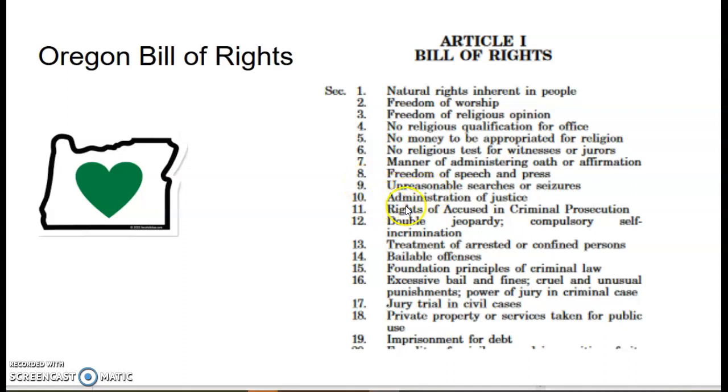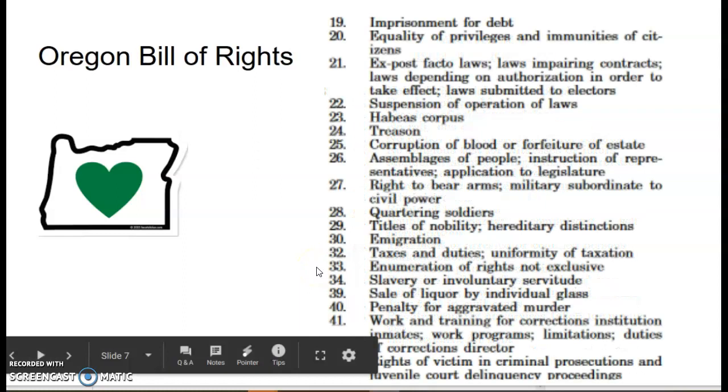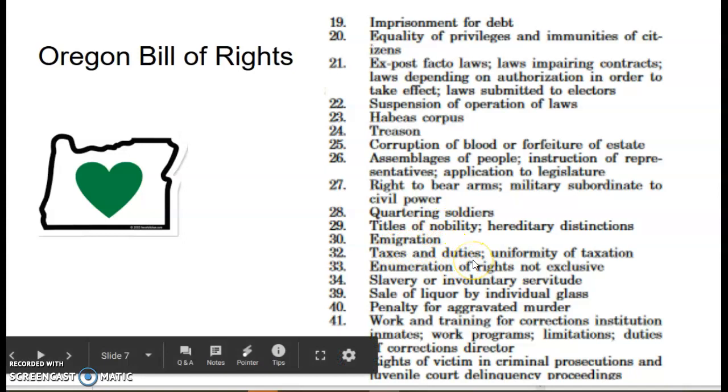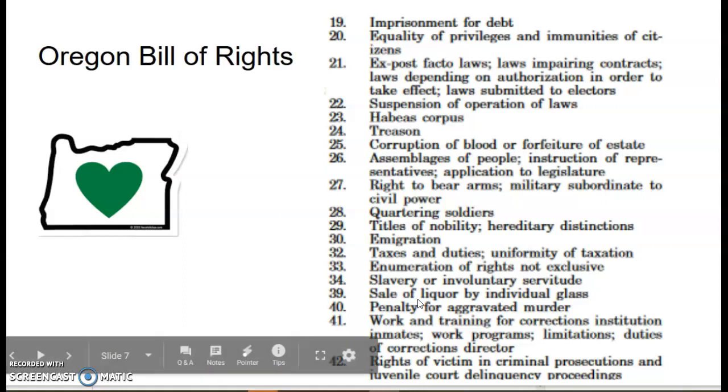And then there's a lot of things about crimes and jury trials and things like that. Things about quartering soldiers, things about taxes and duty, selling liquor by the individual glass. In Oregon, you have to go to a state-owned liquor store, by the way, if you want to buy distilled alcohol.